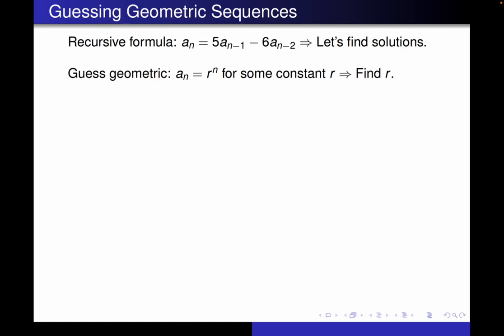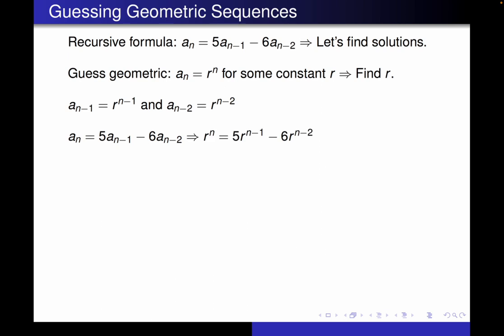Now a sub n equals r to the n means that n in the subscript is the same as the exponent for r. So if I want to know what a sub n minus 1 is, that n minus 1 in the subscript gives us r to the n minus 1. And that n minus 2 in the subscript for a sub n minus 2 gives us r to the n minus 2. And now we can just plug that into our formula. So there's our recursive formula. If we plug in those three expressions, we get r to the n equals 5r to the n minus 1 minus 6r to the n minus 2.